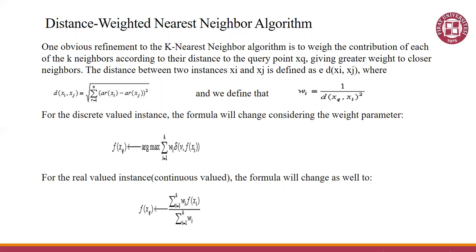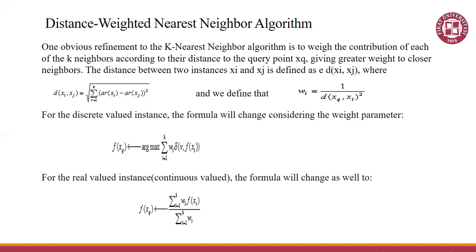The distance between two instances, xi and xj, is given as d(xi, xj), which is equal to the summation of the argument of xi minus argument of xj, all squared, within the interval n and r equals 1. And if we define a weight parameter, wi, to be equal to 1 over d(xq, xi) all squared, then for a discrete value instance, the formula will change considering the weight parameter.